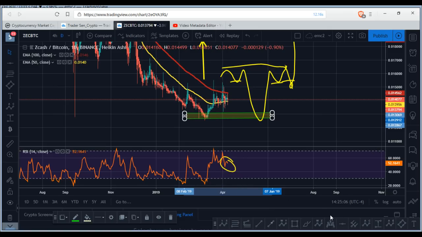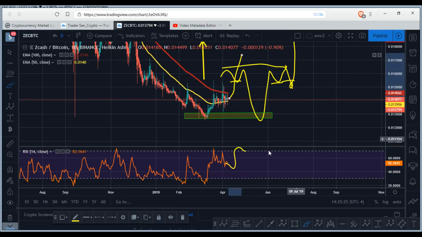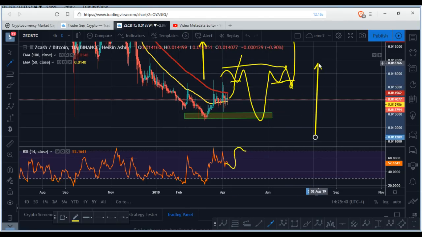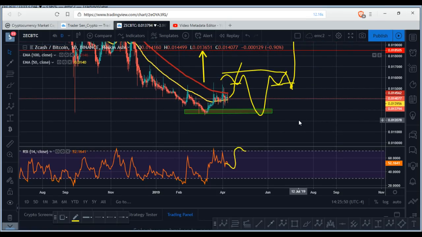The RSI is facing down, but it's just a correction to me. I want to see Zcash make a U-turn, just like that. This move is not going to be very aggressive, so it's going to be a slow uptrend again until we get to this area. Then we're going to move to the upside, but I don't think you're going to wake up and see Zcash with a 50% move. I don't see Zcash making those types of moves. I want to see a 15 to 20% move to the upside over 3 to 4 days, or 5 to 7% for a week, until you get your 50% move to the upside.